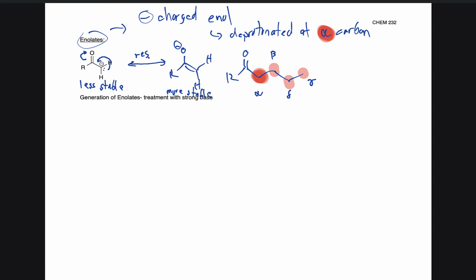So what does this reactivity look like? If we had an actual ketone here, and we treated it with some sort of strong base, we're looking at our alpha carbons, we would end up removing one of those hydrogens in just an acid-base reaction to get to this enolate here, which undergoes, again, resonance to get to its more stable form.